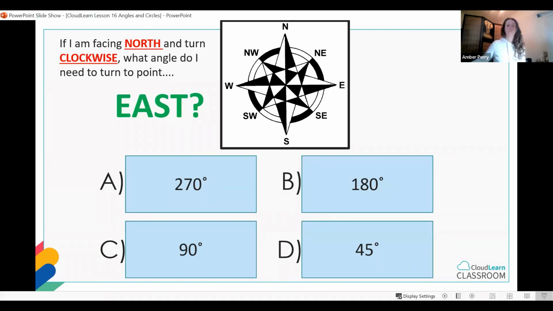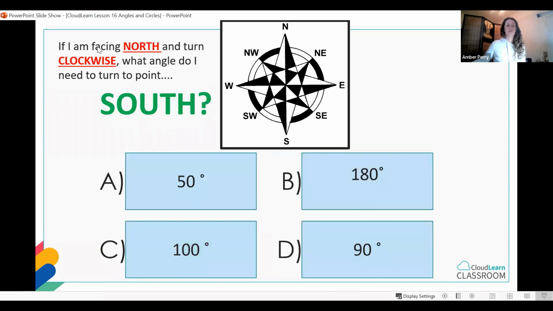So if I'm facing north, I hope you can see this okay, and turn clockwise, what angle do I need to turn to point east? So if I'm facing north and I'm turning down to the east, is it going to be A, 270, B, 180, C, 90, or D, 45? I just need to change that. And what is it going to be? Brilliant. Really, really quickly and 100% correct. Well done. It was C, 90 degrees.